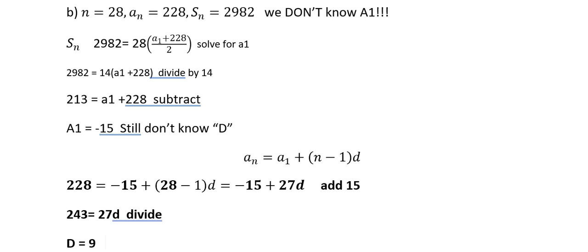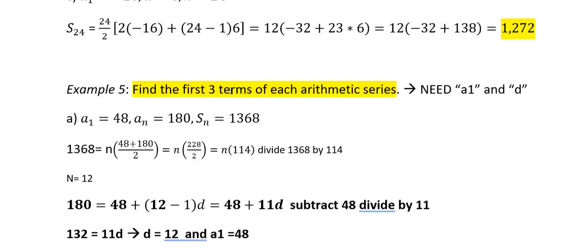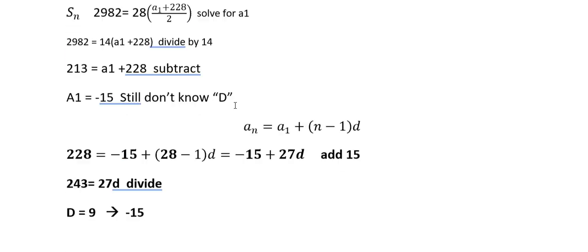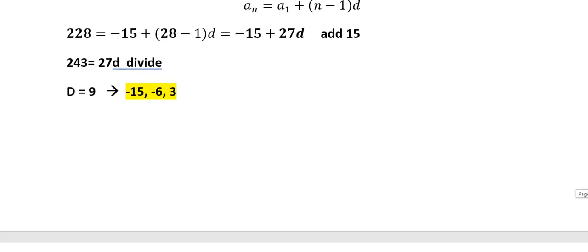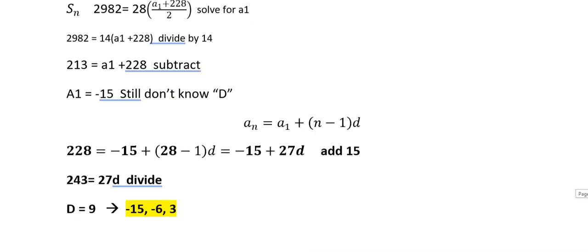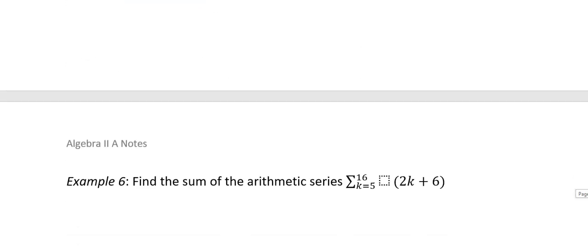So that allows us now, we have a sub 1 and we have d. So we start with a sub 1 is negative 15. The question up here, reminder, find the first 3 terms of the arithmetic series. So we start with negative 15, we add 9 and we get negative 6. We add 9 and we get 3. So that's your final answer, but remember, I need to see all your work. So make sure you're showing me finding your a sub 1 and finding your d, not just the 3 numbers.